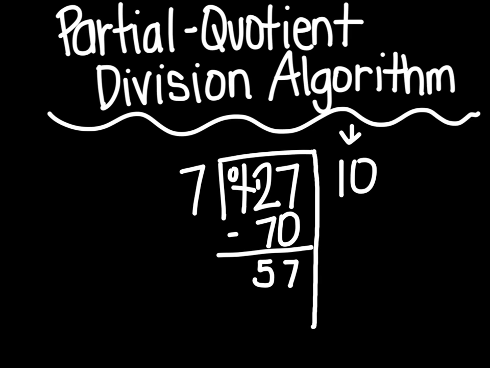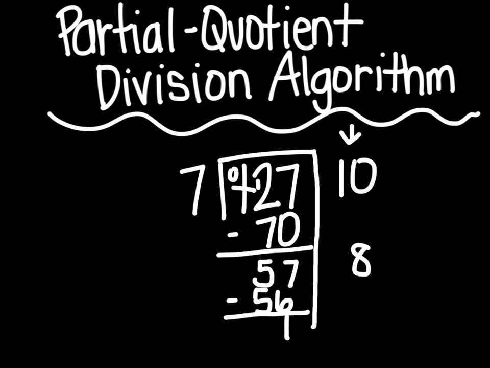So I need to now think of a friendly number that I can multiply by 7 to get something close to 57. I know that 7 times 6 is 42, but I think I can get closer. I know 7 times 7 is 49. I think I can get closer. Let me try the next one. How about 7 times 8? 7 times 8 is 56. That's definitely close enough. And again, I'm going to place that underneath my 57 and I'm going to subtract. When I do, I get a 1.